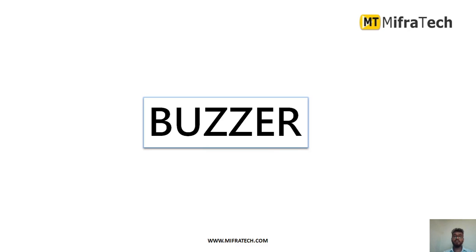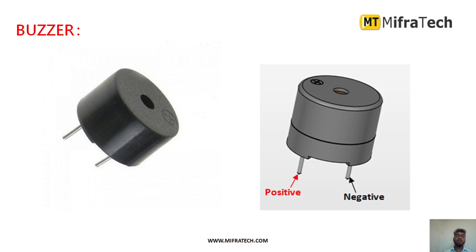Today in this section we learn about the buzzer. As you can see, this is how a buzzer will look. This is a piezo buzzer. It has mainly two terminals. One is the positive, which is the longer one, and the negative, which is the shorter one.